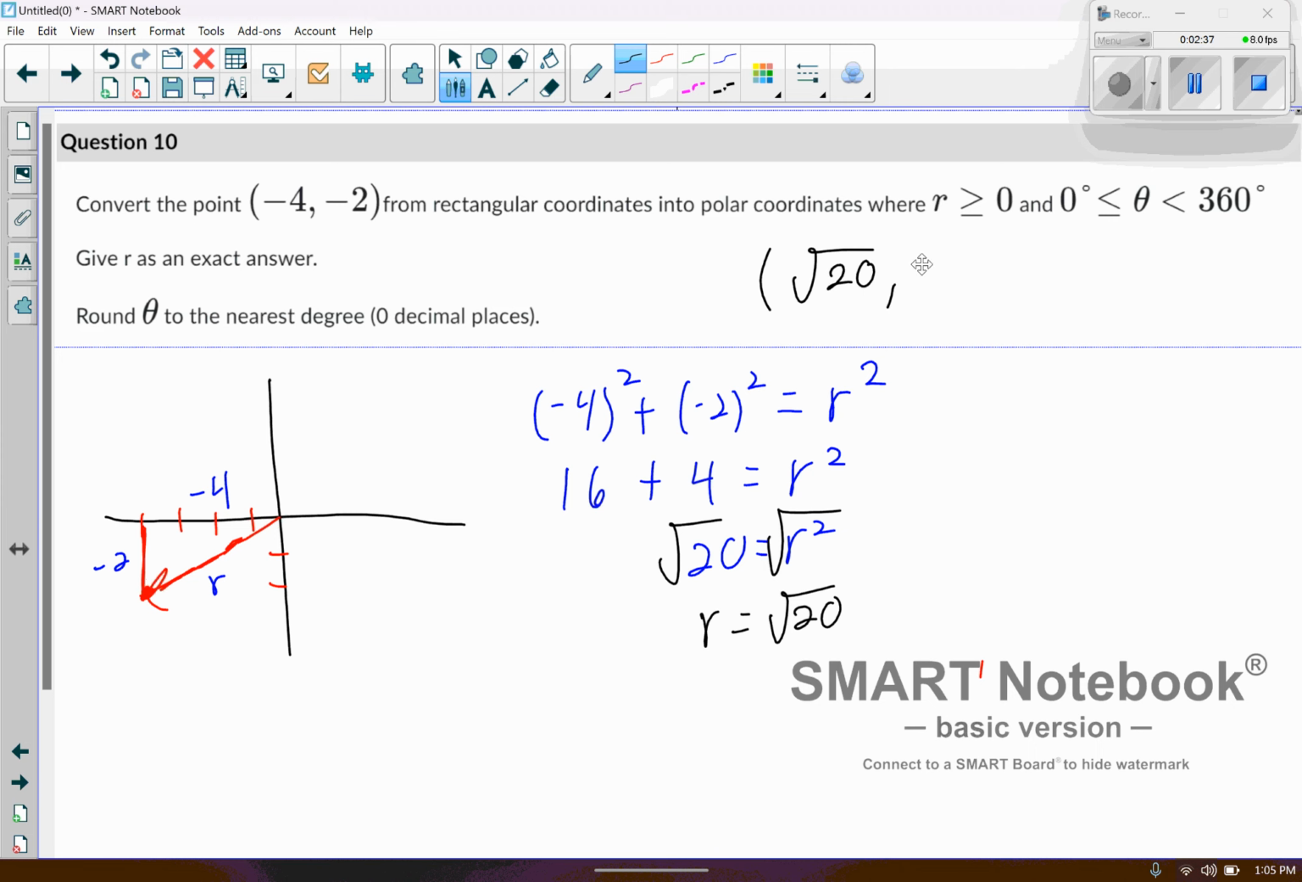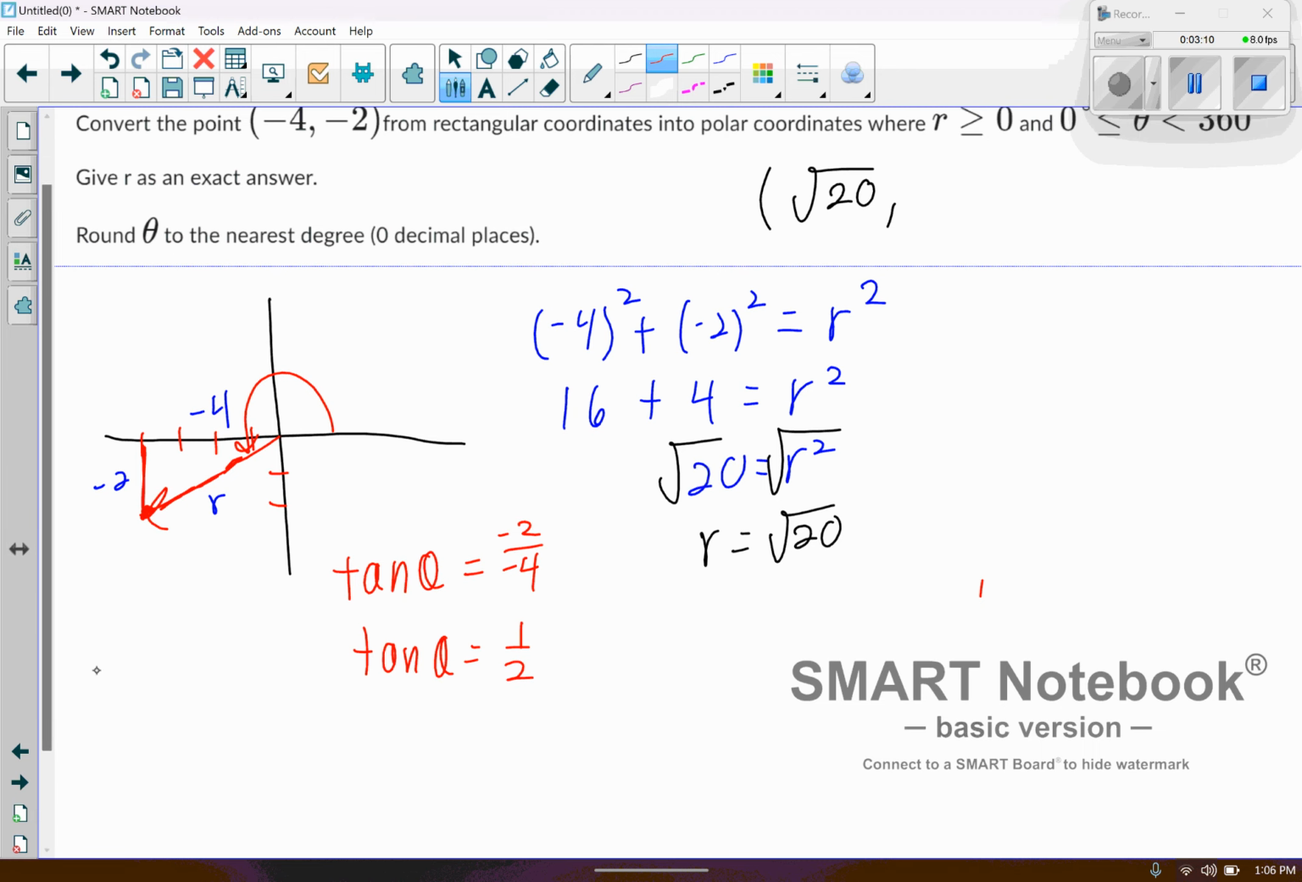And then we need to find the rotation here from the x-axis to figure out our angle. And so what we do here is we'll take the tangent of theta, the angle that we're looking for, is equal to y over my x value, so -2 over -4. So then we're looking at tangent of theta equals 1/2. And now we want to take the tangent inverse of this to figure out theta.